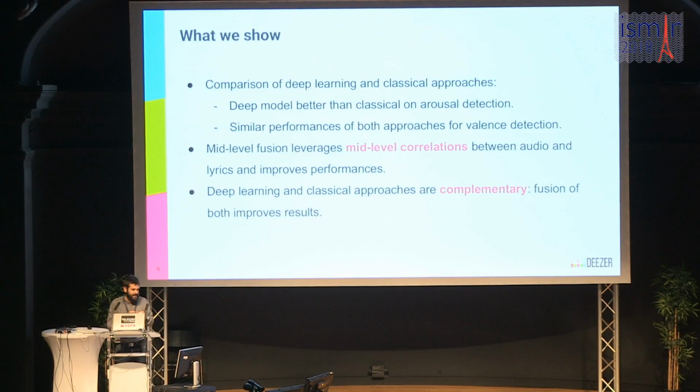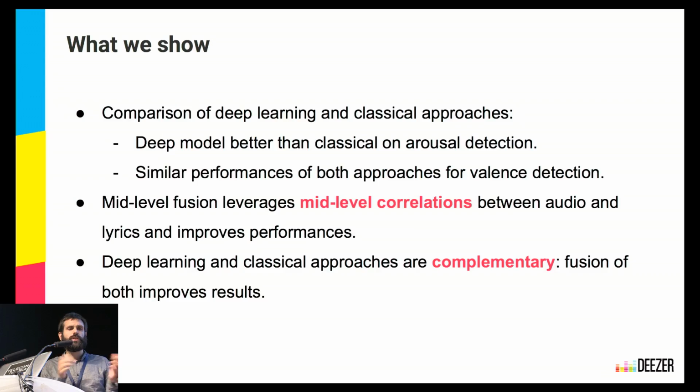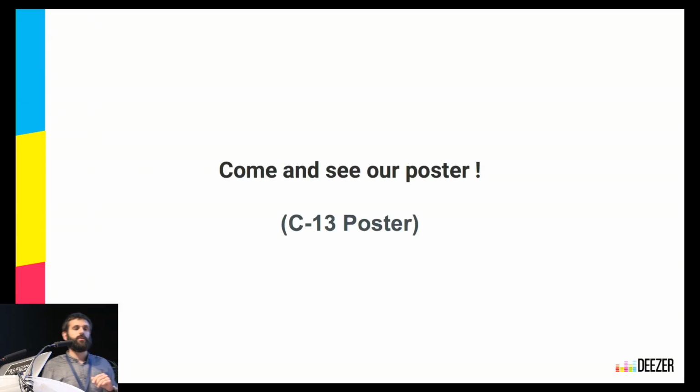So let's conclude. What we show is actually deep learning models are a bit better on arousal detection, but we get similar performances on valence detection. We also show that mid-level fusion is better than late fusion, and that both deep learning and classical approaches are complementary. If you merge both, you get better results. So that's all. Come and see our poster. Thank you.